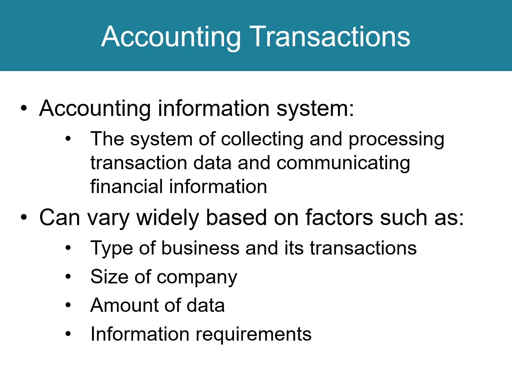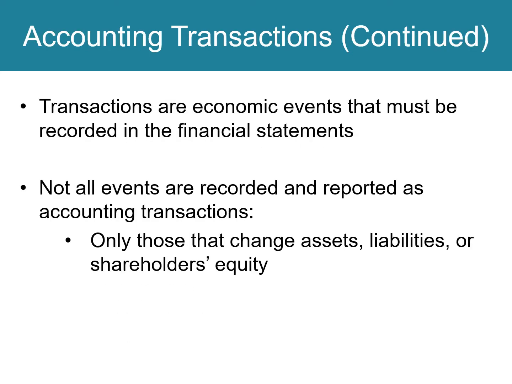Accounting information systems rely on a process referred to as the accounting cycle, which is a series of steps used to account for and report transactions. In this chapter, we will be discussing the first 4 steps of the accounting cycle. The first step in the accounting cycle is to analyze transactions.